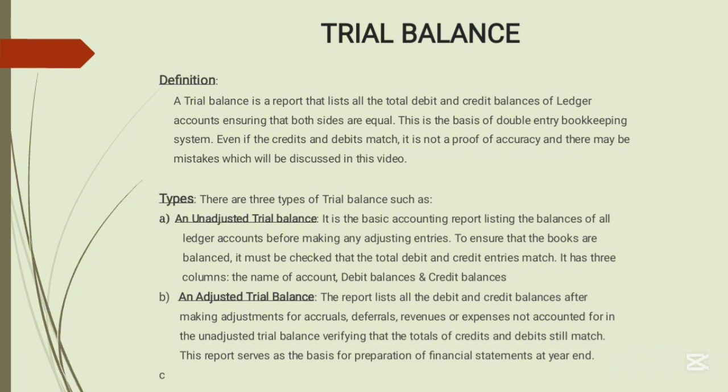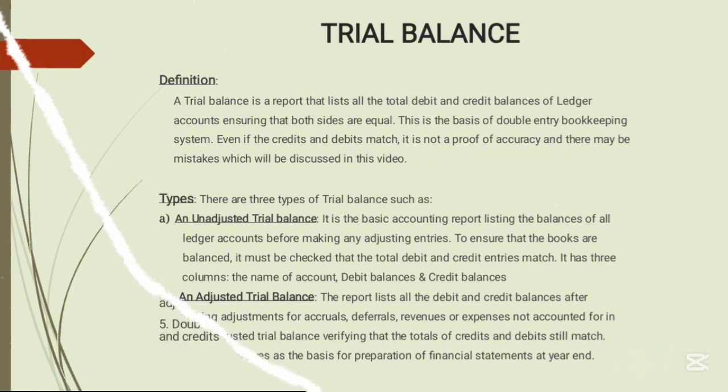B. An adjusted trial balance. The report lists all the debit and credit balances after making adjustments for accruals, deferrals, revenues, or expenses not accounted for in the unadjusted trial balance, verifying that the totals of credits and debits still match. This report serves as the basis for preparation of financial statements at year-end.